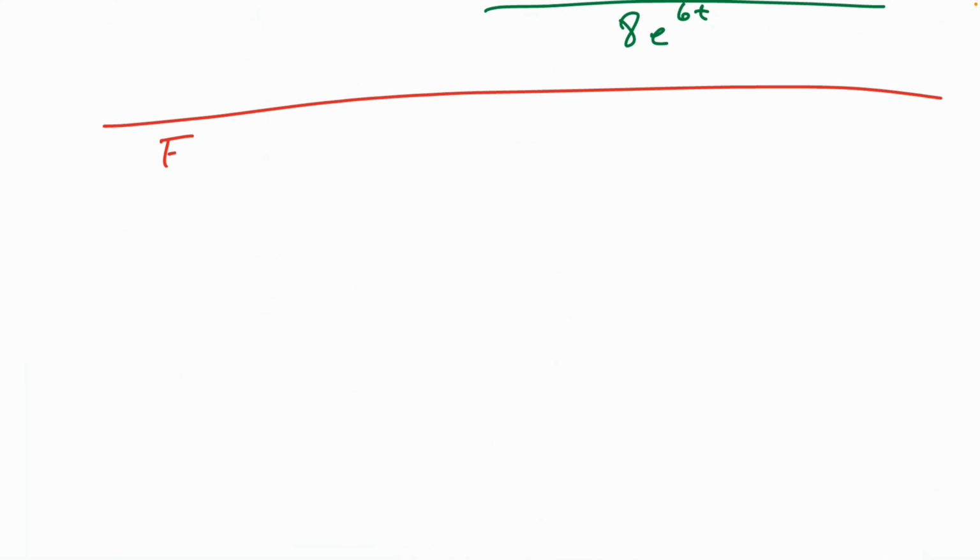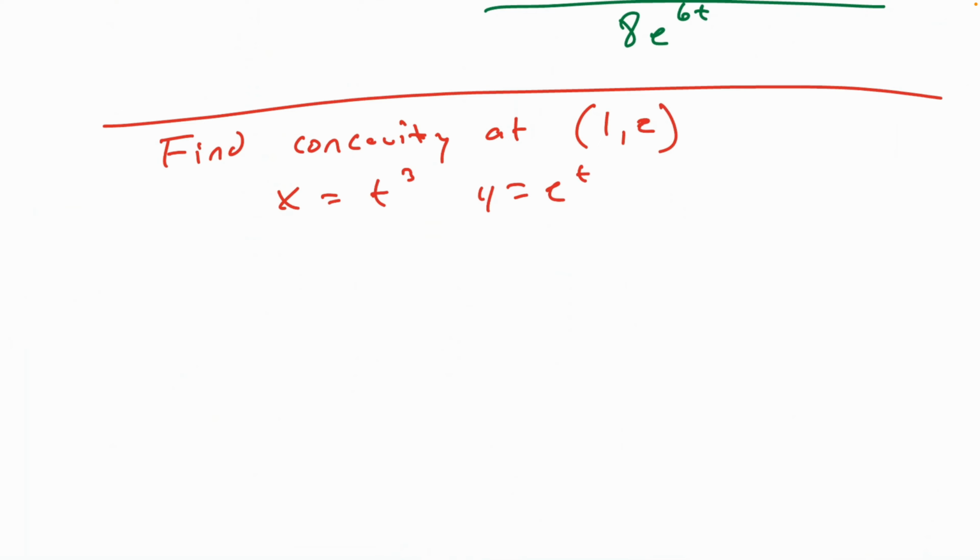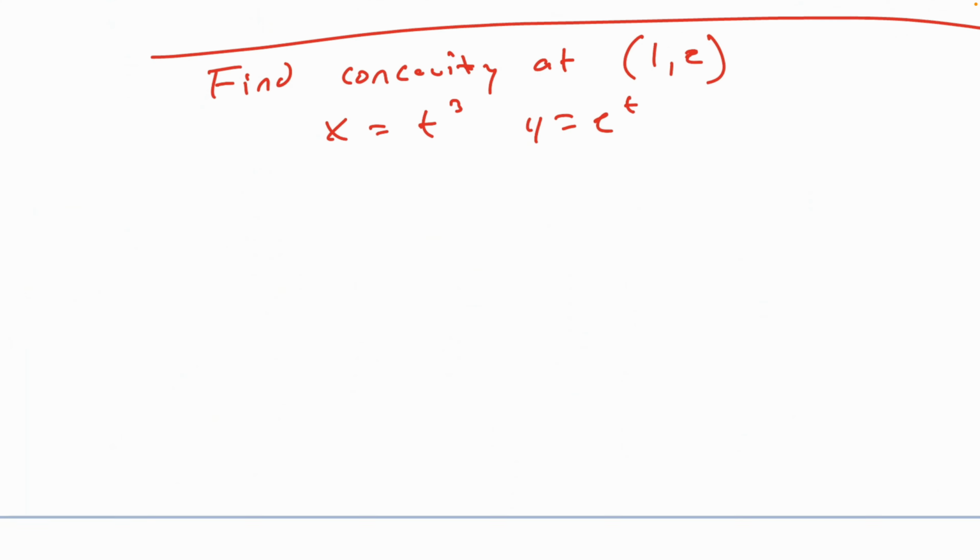So maybe the instructions will say something like find the concavity at a point. We'll say the point 1 comma e, and we're going to do it of these parametric equations: x equals 2 to the third and y equals e to the t. And so to find the concavity, we need to find the second derivative at that point, and then we can determine: if it's a positive second derivative, then it's concave up. If it's negative, it's concave down.